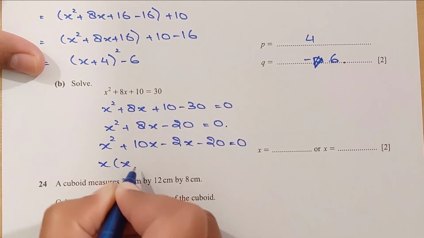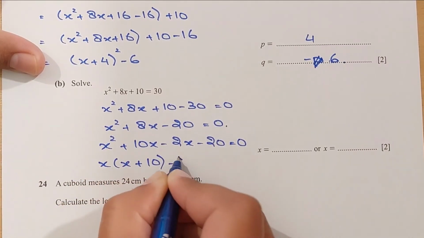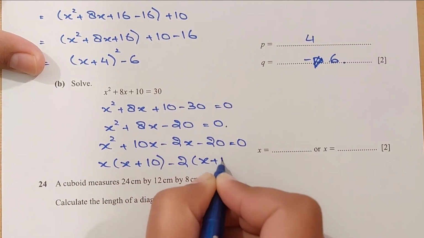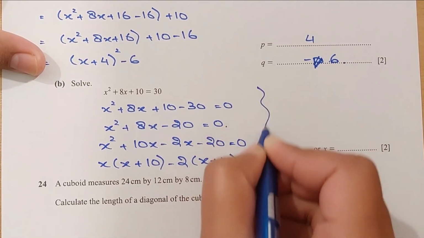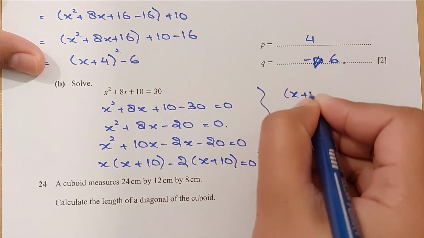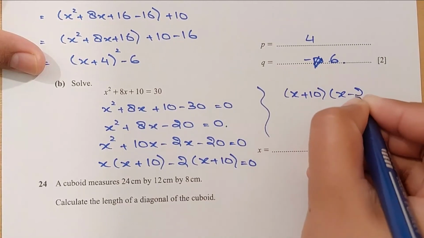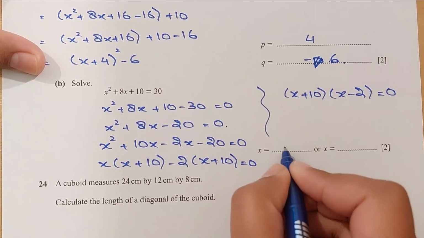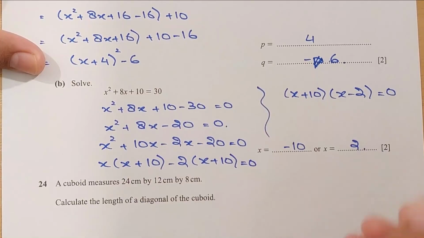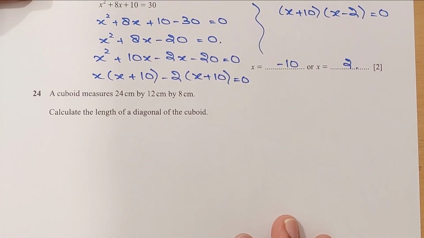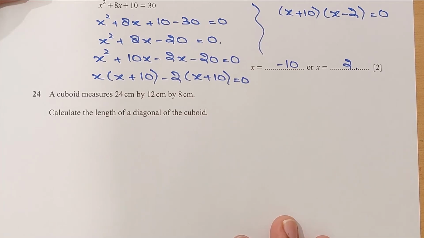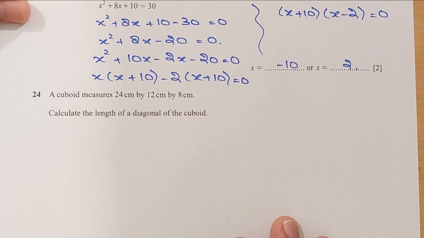So x is common, x plus 10 is left, minus 2 is common, x plus 10 equals to 0, right? So the factors are x plus 10 and x minus 2. This is equals to 0. So the value is minus 10 and positive 2. Question number 24. A cuboid measures 24 centimeter by 12 centimeter by 8 centimeter. Calculate the length of the diagonal of the cuboid.